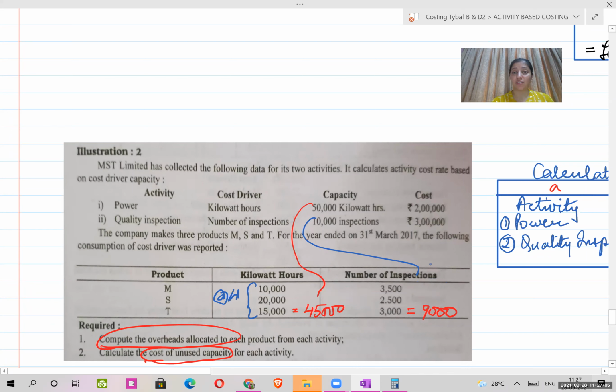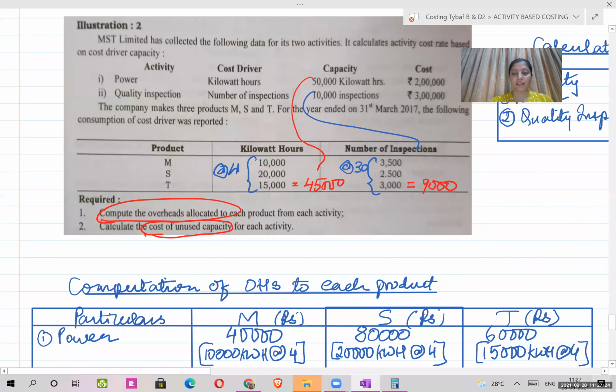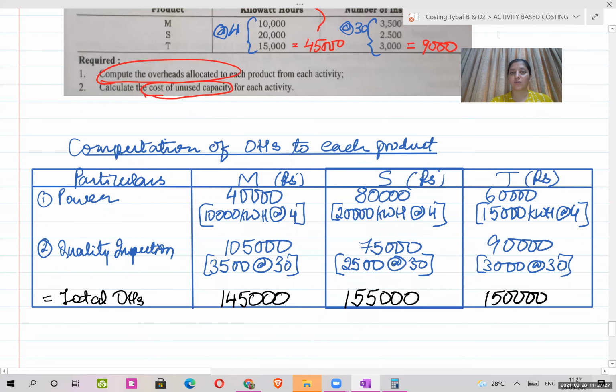Then what is the rate for inspection? The inspection rate is 30 rupees. So these will individually be multiplied by 30: 3,500 into 30, 2,500 into 30, 3,000 into 30. Okay. So I hope I'm clear till here. Now let me move on to the next part, the computation of overheads to each product.